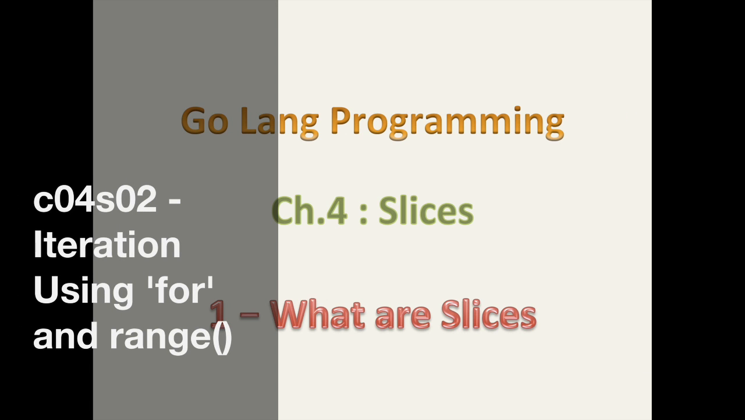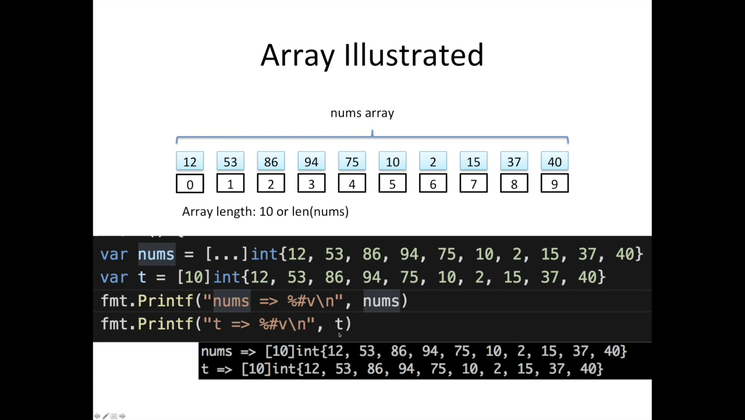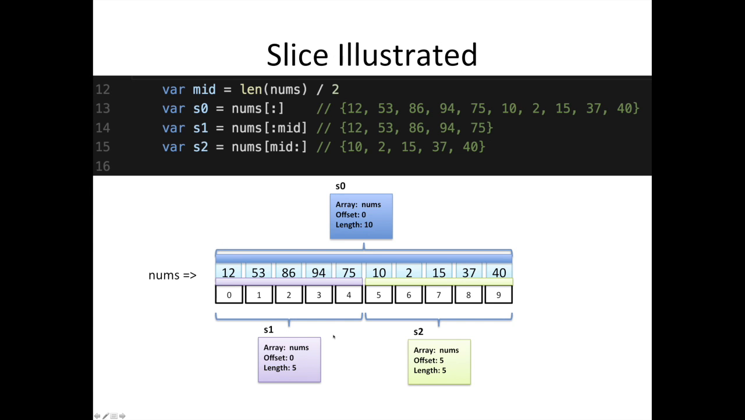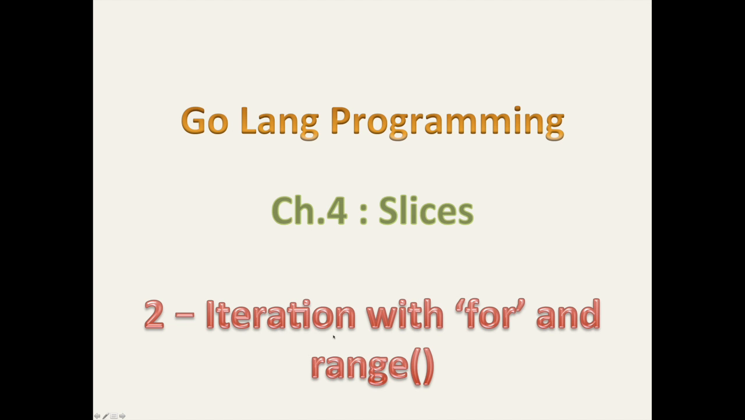So we're looking at slices. In our previous chapter, we talked about what a slice is and how you create slices. So fast forward a little bit. In this section, what we're going to look at is how you iterate over a slice, or iteration with a for loop and the range function. And we're going to see the built-in function, just like the length function that we've seen for calculating the length of an array and a slice.